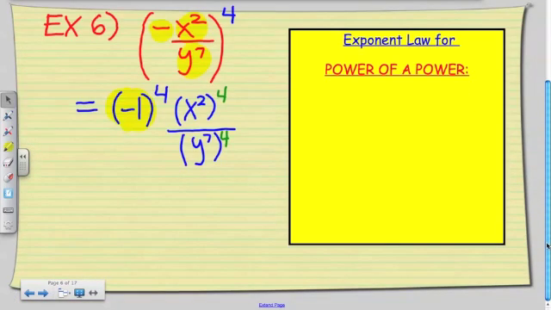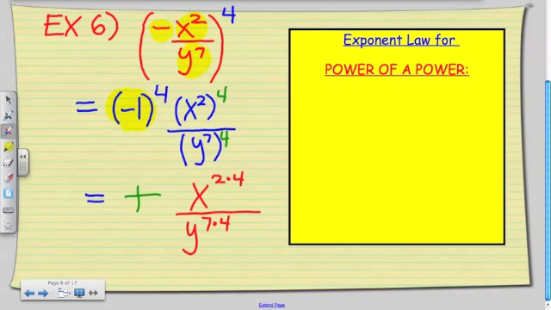Okay, so -1 to the power of 4, is that going to give me a positive value or a negative value? What do you guys think? Positive or negative? -1 to the power of 4, what do you think? Yep. Positive, good. Whenever it's even, it's positive. Whenever it's odd, it's negative. X squared to the power of 4. I'm not going to add my exponents. I have to keep the base the same and multiply my exponents. Same for my y. Y to the power of 7 times 4.